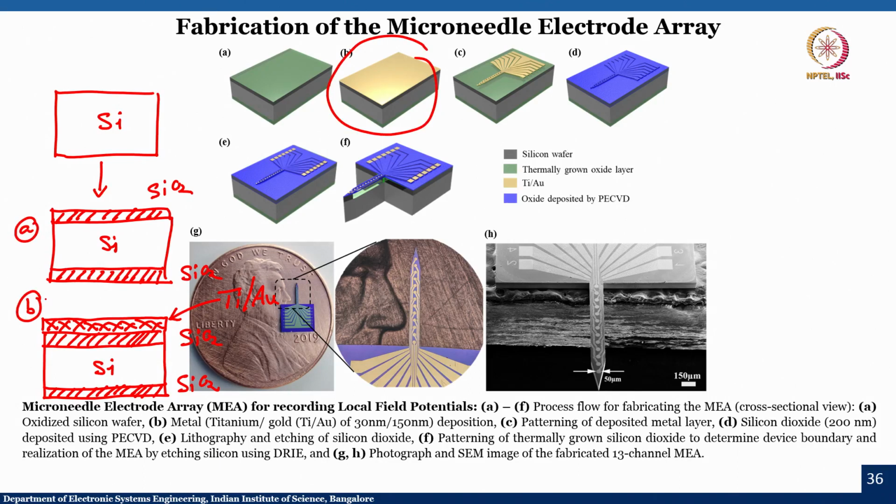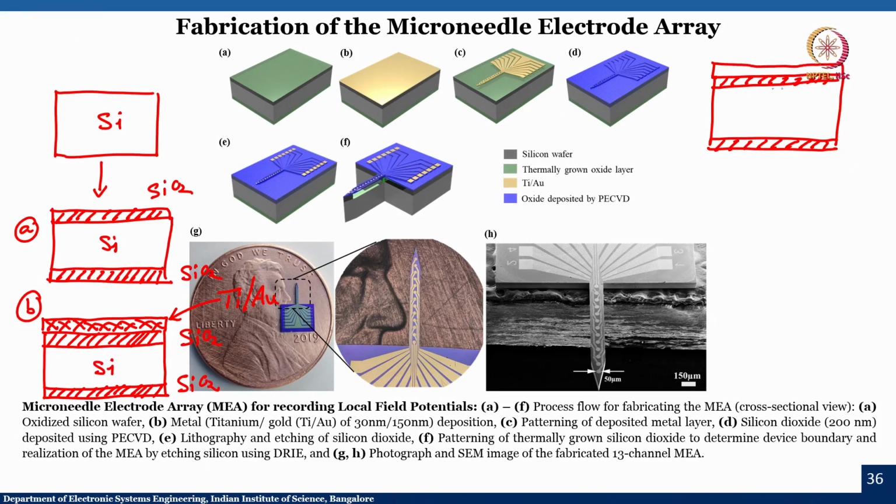Easy, everyone. Now, what do we do? We pattern this. Patterning everybody knows, right. I am just showing you a cross section of this electrode. Do not worry about how exactly the top view looks like. This is the side view or cross sectional view. Okay. So, you have your SiO2 and you have your titanium gold, and now I have to pattern this.